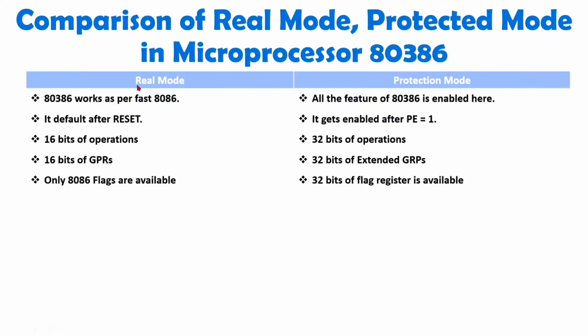is only available in real mode. But in protection mode, the 32-bit flag register is available. So for the flag register also I have made a separate video, you just go through it. Definitely that will give you an idea about how flags are there with 8086 as well as how they are there with 80386, right? So the complete flag register is available in protection mode.